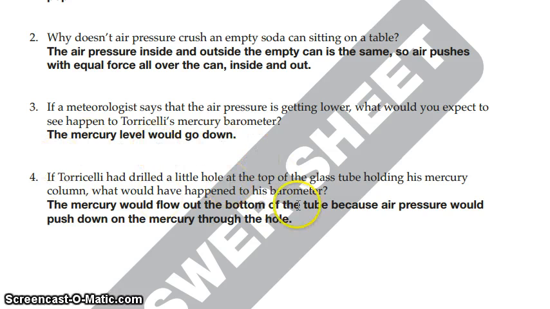And if Torricelli had drilled a hole in the mercury barometer, what would happen to his barometer? The mercury would flow out the bottom of the tube because air pressure would push down on the mercury through the hole. It needs that vacuum at the top for the barometer to work.